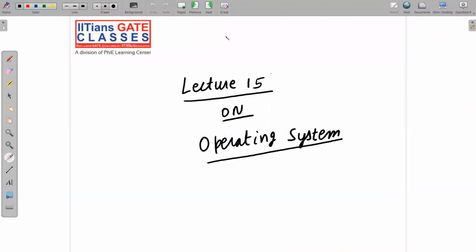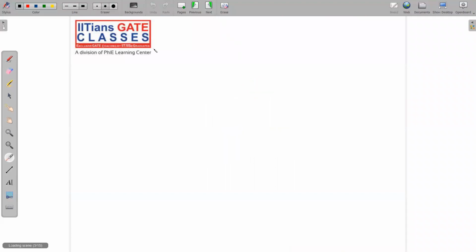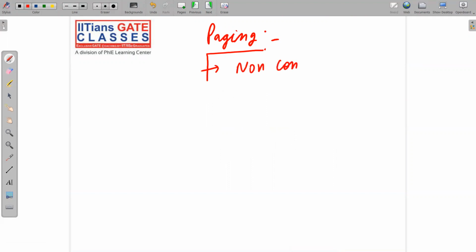This is lecture 15 on operating system, and in this lecture we are going to start a new topic, that is paging. It is a very important topic and many times questions have been asked from this topic. First of all, you should know that it is a type of non-contiguous memory allocation technique.